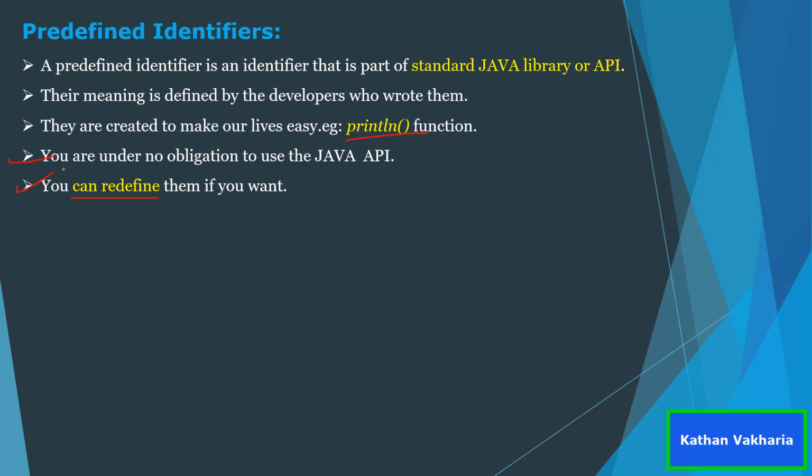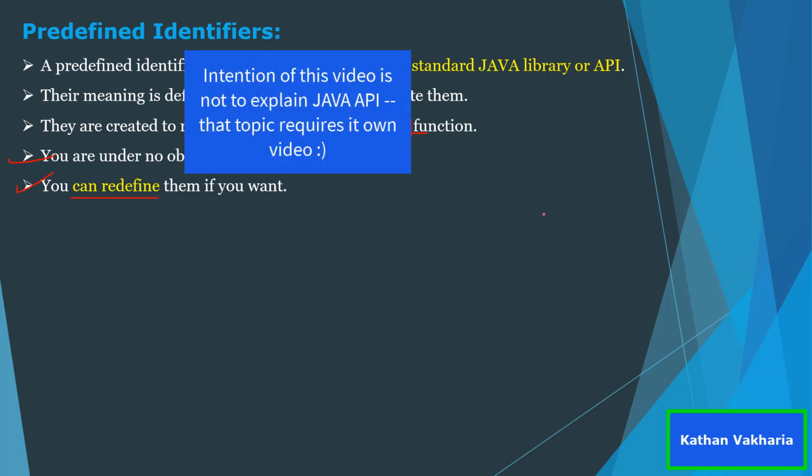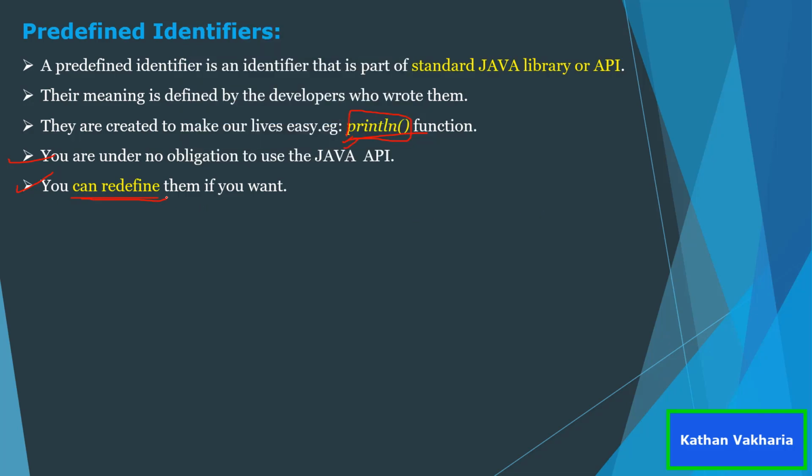You can just write your own function naming it anything. I can just create a function named Kathan and use it to do the printing job on the console. Of course, I need to write the logic, but the point is not that. The point is we can use these identifier names and we can change their meaning because they are not part of the core Java language. They are just provided so that our life becomes easy. So we can redefine them if we want.